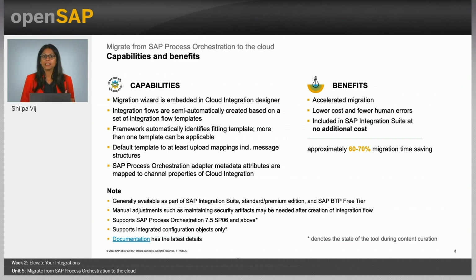Multiple templates can also be supported by the framework, and if no template is matched, then a default template can be suggested to upload mapping including message structures. To highlight the benefits, you can accelerate your migrations and save costs. This feature is included in Integration Suite Standard and Premium license with no additional cost. It also saves human errors.